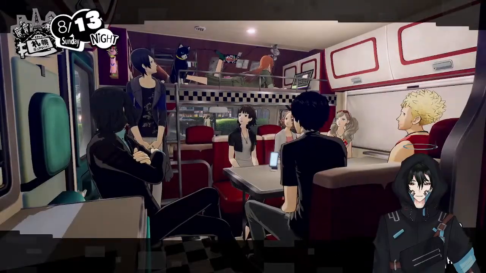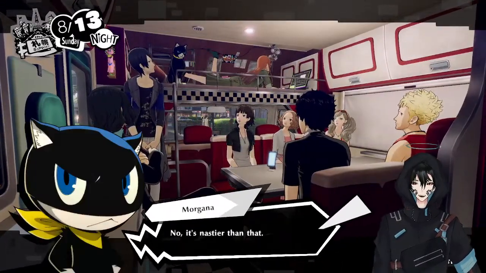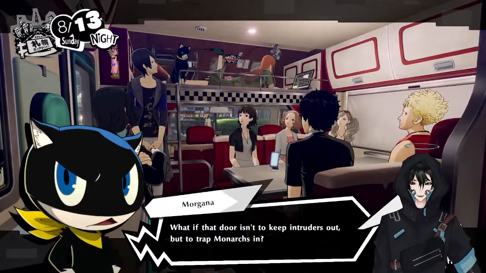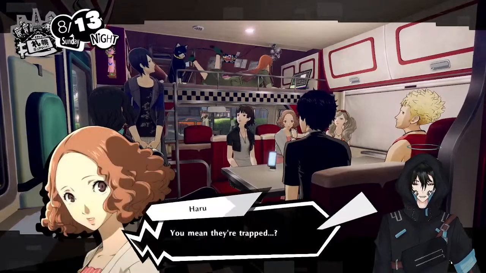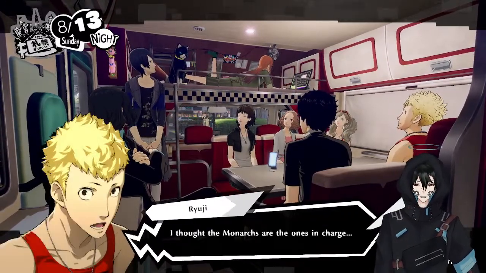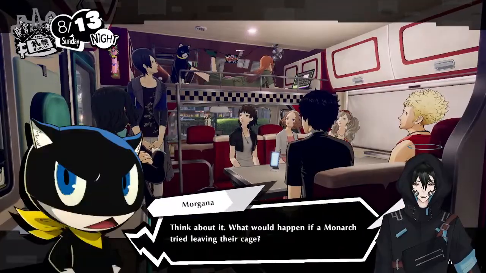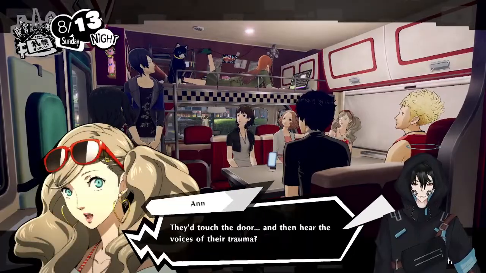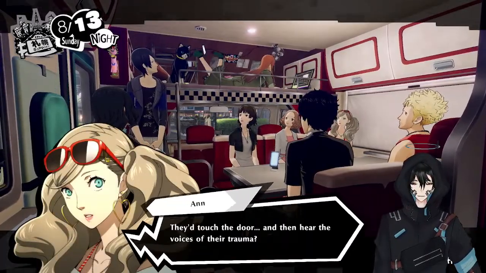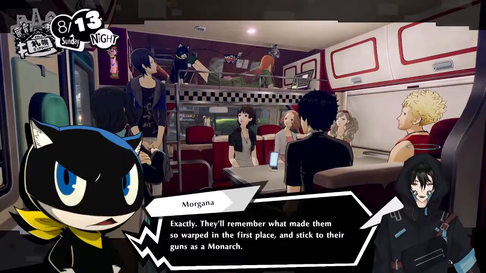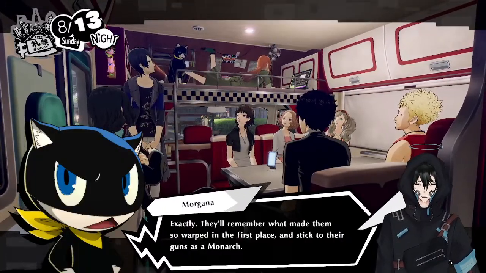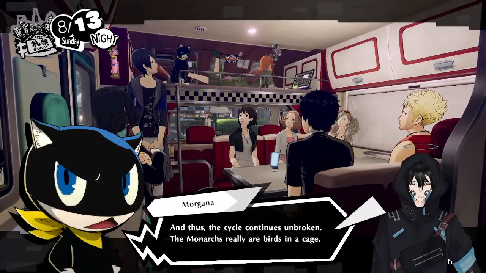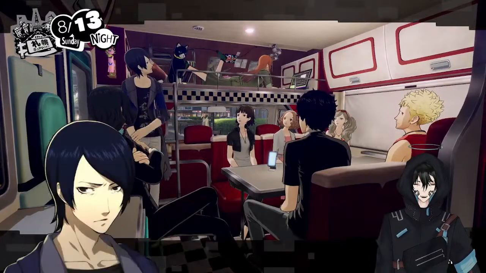To keep the monarch out? No, it's the opposite. What if that door isn't to keep intruders out, but to trap the monarchs? You mean they're trapped? I thought the monarchs were the ones in charge. Think about it. What would happen if a monarch tried leaving their palace? They touch the door and hear the voices of their children. Exactly. They remember what made them move forward in the first place, and stick to their guns as a monarch. And thus, the cycle continues unbroken. The monarchs really are birds in a cage.